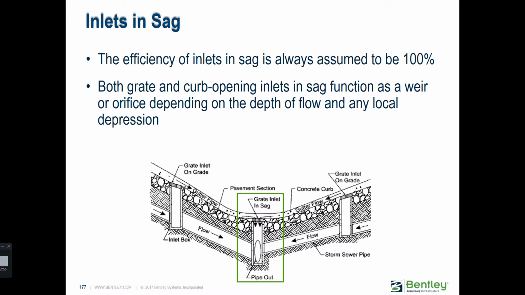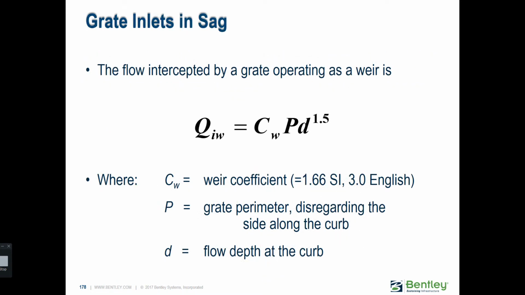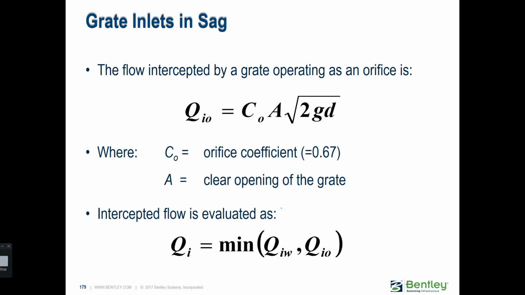And when you have either grate or curb openings in sag, they're calculated as a weir or orifice, and it depends on the depth of the flow. So if it's very shallow, the flow is going to basically go as if it were a weir, right? But if it's very full of water, then it's going to act as an orifice. When it's operating as a weir, this is how we calculate flow intercepted. When it's operating as an orifice, this is how we calculate that intercepted flow.